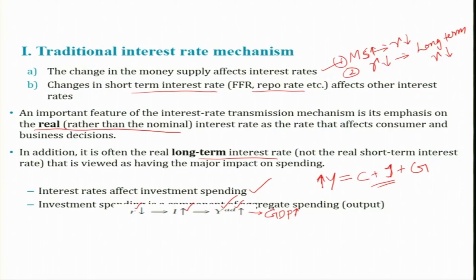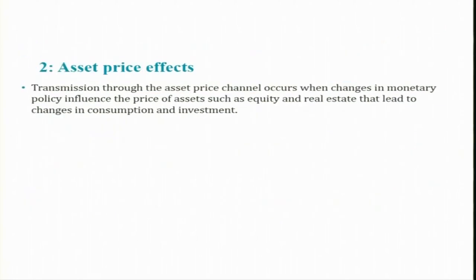Accordingly, these other transmission mechanisms fall into two basic categories. One is those operating through other asset price effects, and the other one that we are going to discuss shortly is the credit view. The third channel is the credit view.